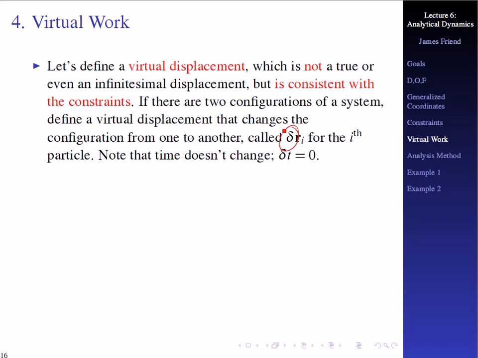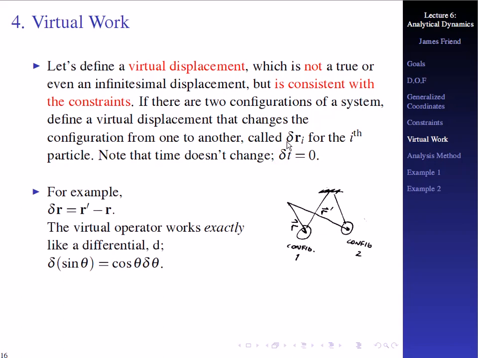In this displacement, it's a virtual displacement, meaning that we're looking at two different configurations separated by this displacement delta r sub i, and in between the two displacements and two configurations, the time doesn't change. We're actually looking just at two different configurations at the same time, exactly.